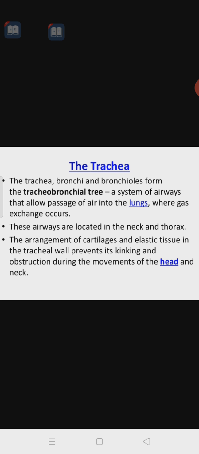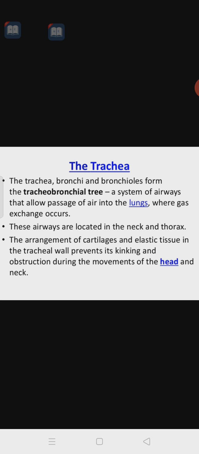Okay, all these three structures combined together, we call the tracheobronchial tree, a system of airways that allows passage of air into the lungs where gas exchange occurs. All these parts play an important role in the entry of air into the alveoli. Understood? Firstly trachea, then bronchi, then bronchiole, then alveoli. So this is the air passage.